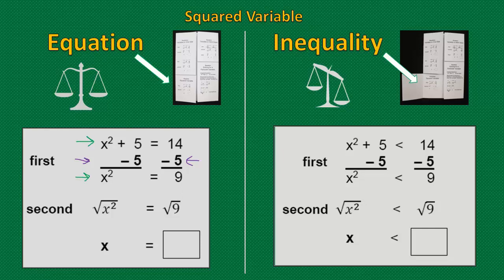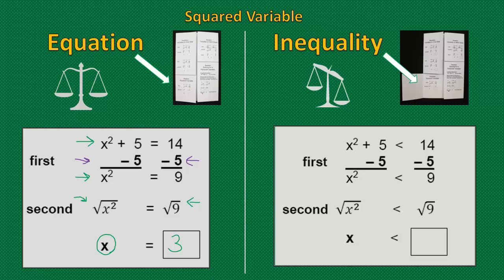Our goal is to find out how much plain x is, not x squared. So in order to get to plain x, we need to do the square root of the x squared in the second step. If we're going to do the square root on the left side of the equal sign, we need to do the same thing on the right side of the equal sign. The square root of x squared is x, and the square root of 9 is 3. So we have solved this mystery. X is equal to 3.